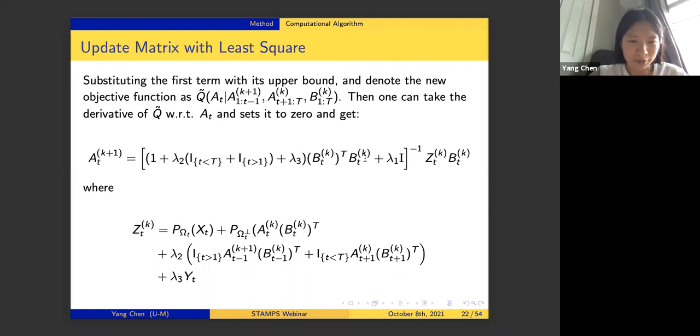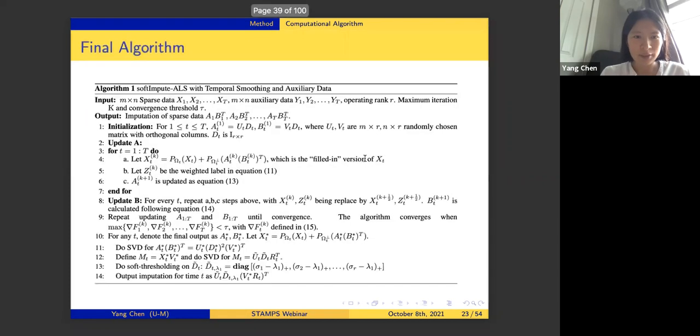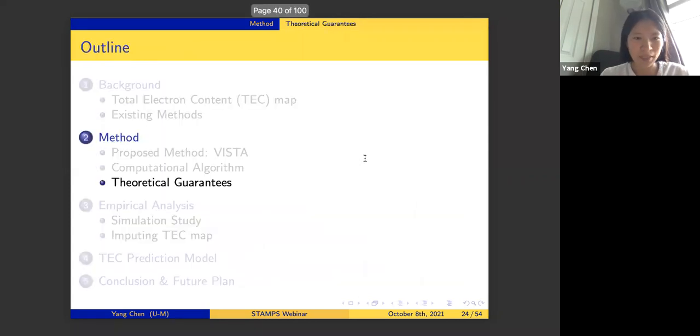And intuitively, from a computational perspective, we can understand this shrinkage formula in a sense of how much we're learning from the temporal smoothness, and how much we're learning from the auxiliary data for our imputed maps. So this essentially goes to our final algorithm. I'm not going to go into the details of this. You can find it in our paper.